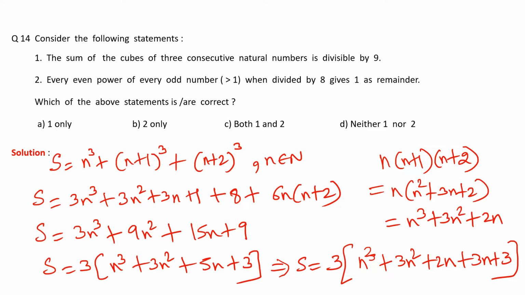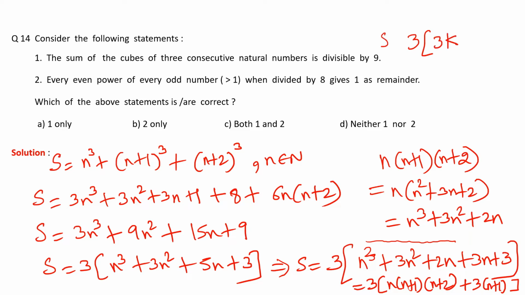Now this expression can further be written as 3 times n into n plus 1 into n plus 2. Why? Because this part n cube plus 3n square plus 2n is nothing but n into n plus 1 into n plus 2 plus 3 times n plus 1. Now students, we are very close to the answer. Now you can see this n into n plus 1 into n plus 2, I have already told you, is a multiple of 3. That means it can be written as 3k. Fine, where k is any natural number.